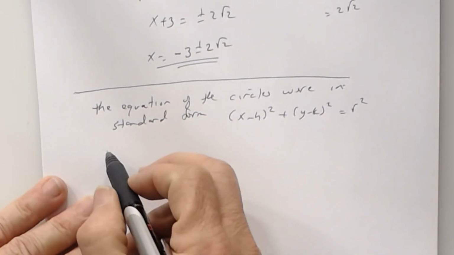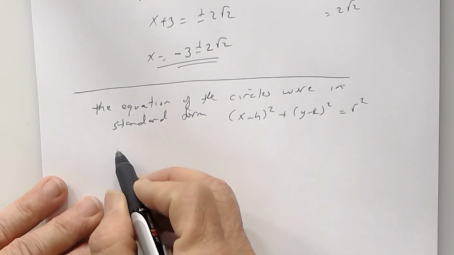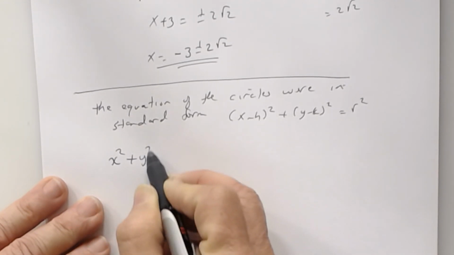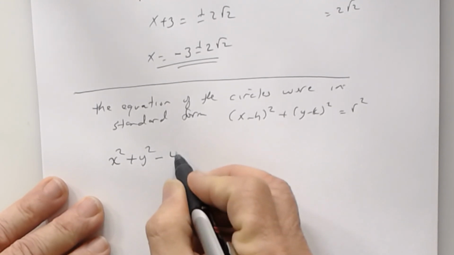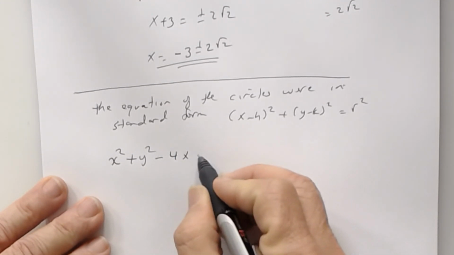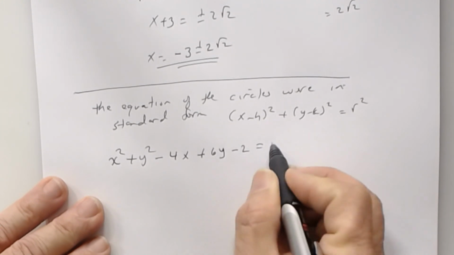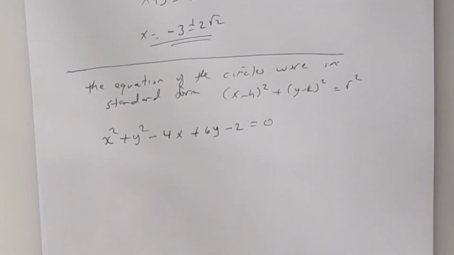You could have an equation that looks like this. I'm making this up right now: x squared plus y squared minus 4x plus 6y minus 2 equals 0. Is that the equation of a circle? It has an x squared and a y squared, so yes, that is the equation of a circle.